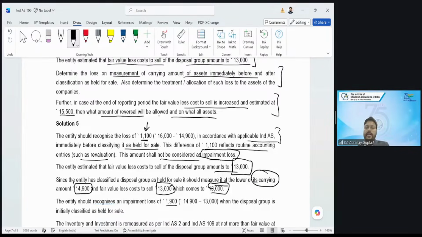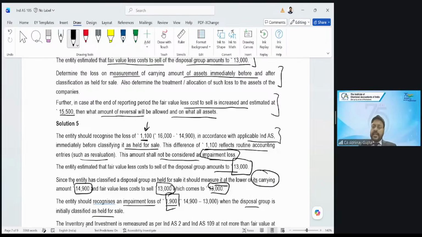So 1900 additional loss has to be recognized on these disposal group asset items, and this loss will be recognized as an impairment loss, right, when the disposal group is initially classified as held for sale.